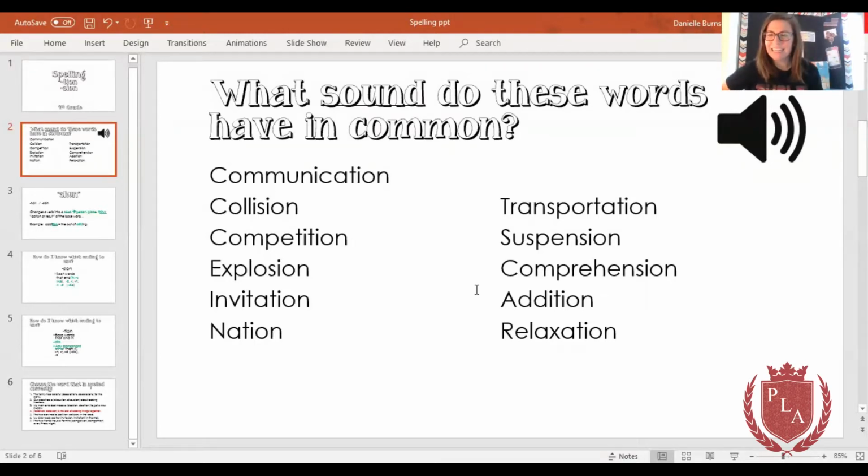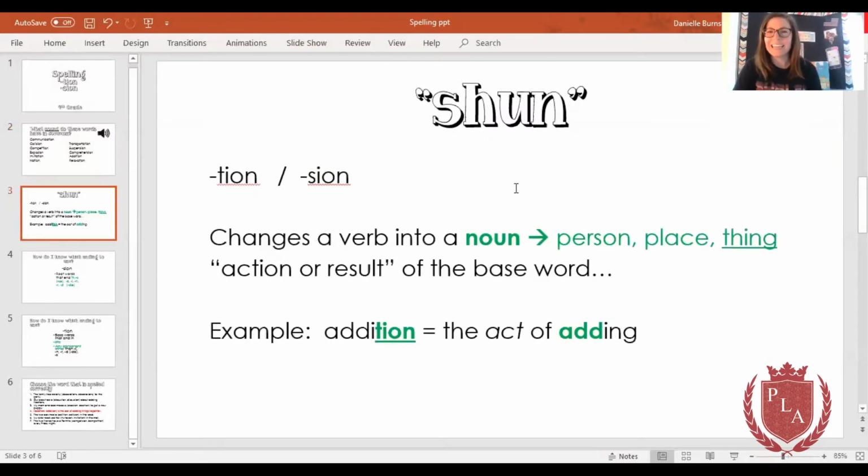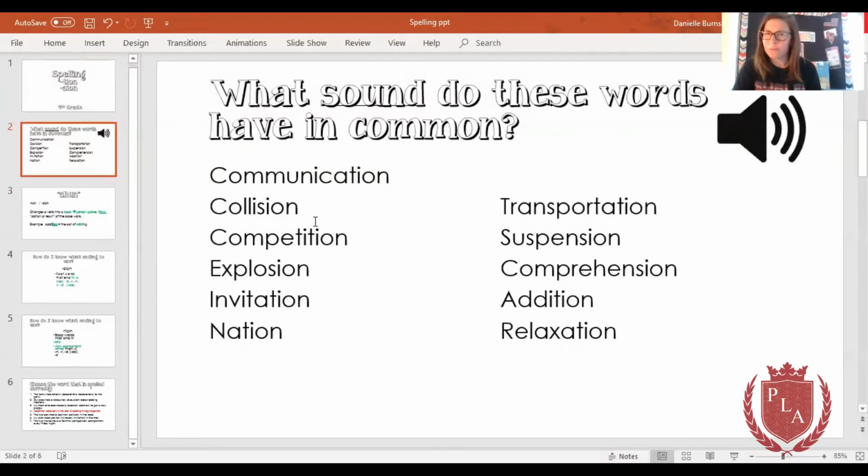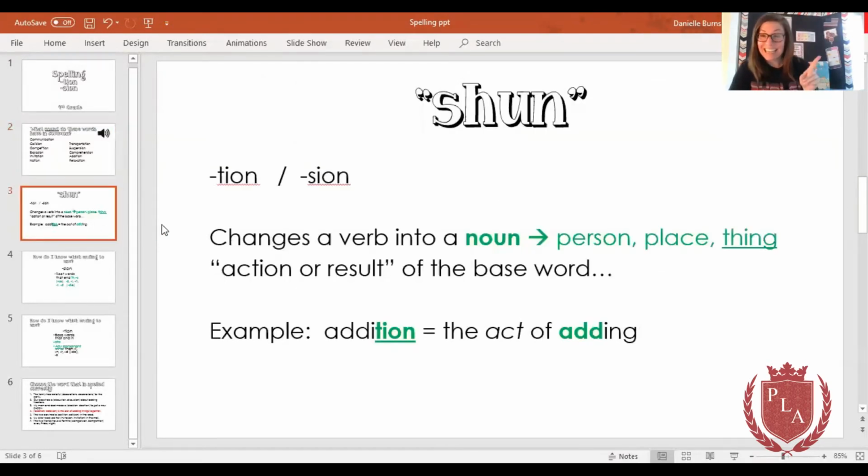Nice job repeating. Did you hear a sound that sounded the same in every single word? I did too. I heard the ending shun. Now, when we look back at the words, I hear shun, but I don't see that they're all spelled the same way. I see two different endings. Do you see two different endings? Yes, I see tion and sion.